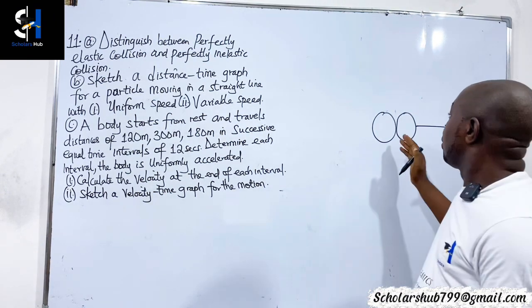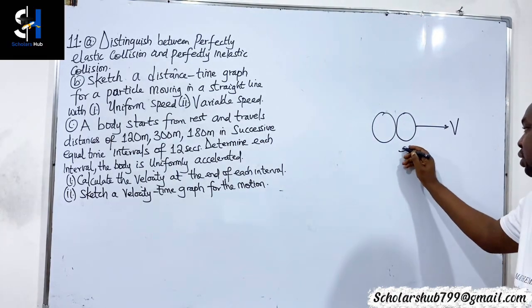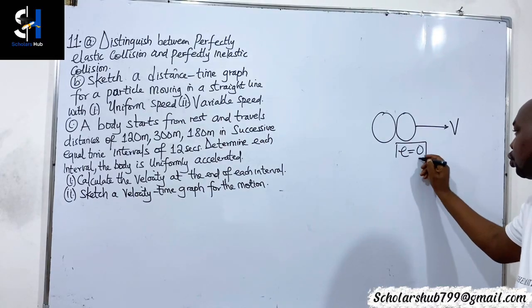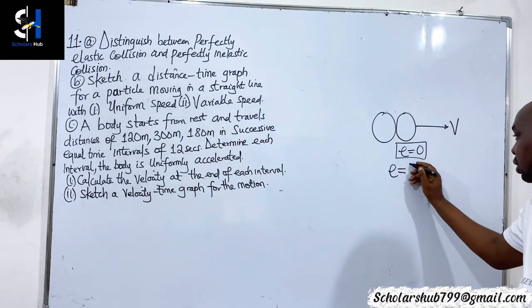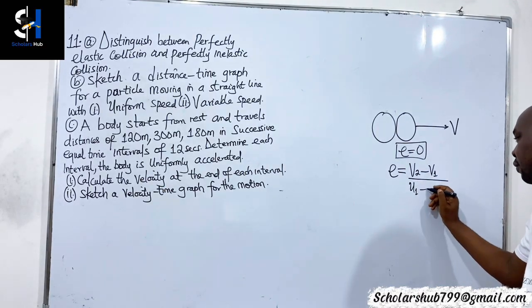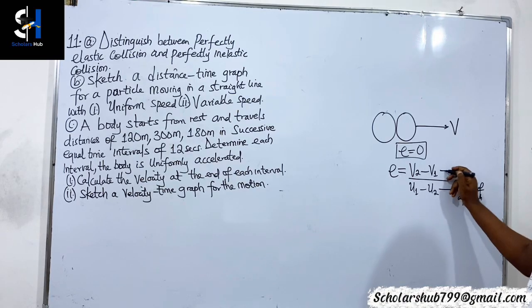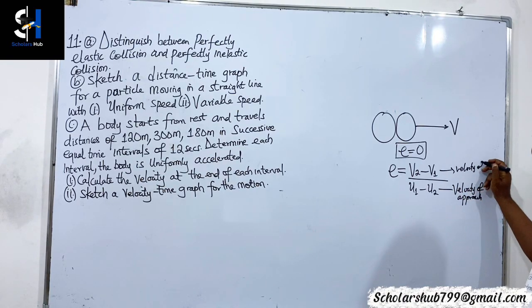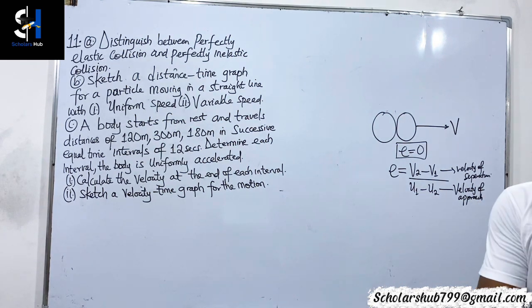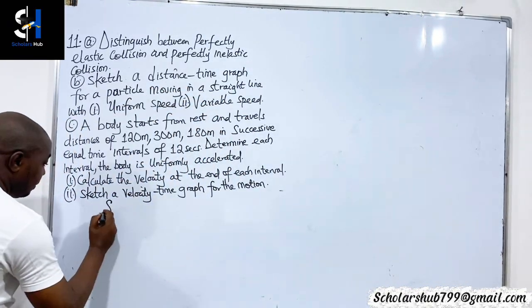When we talk about the coefficient of restitution in the case of perfectly inelastic collision, the value of E will be equal to 0, because the coefficient of restitution is velocity of separation divided by velocity of approach. So to answer the question, now 11A solution.